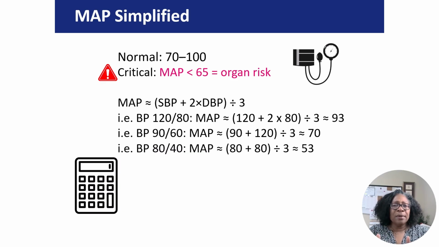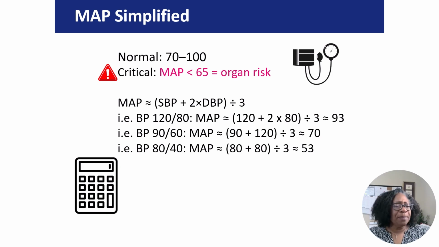Okay. Now, in one of my other videos, I talked about it, but remember, if the MAP is less than 65, that's letting you know your organs are at risk. Your organs are not being perfused as well. Okay, so the normal MAP is 70 to 100, and anything less than 65, that's letting you know your patient is getting in trouble. Okay.